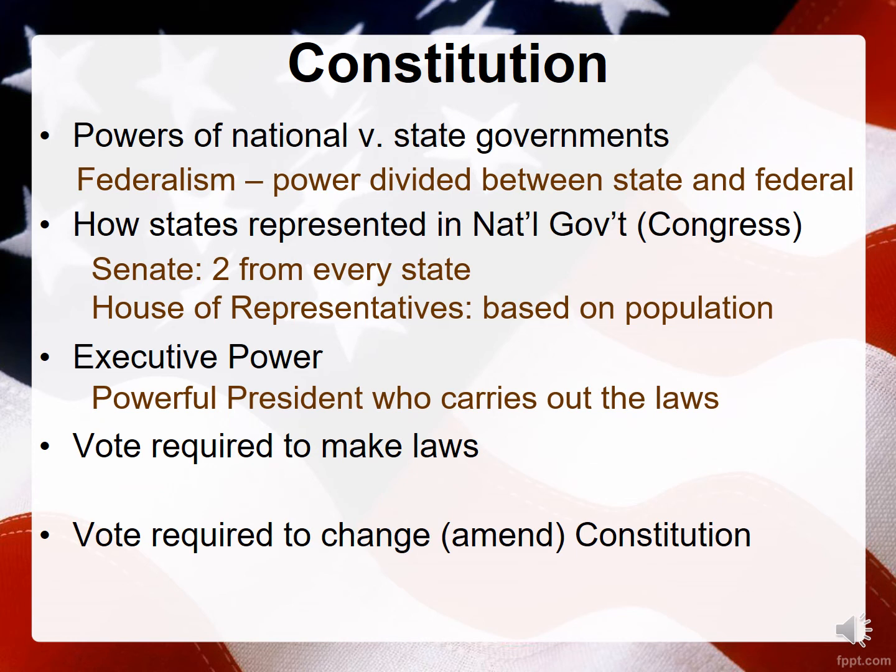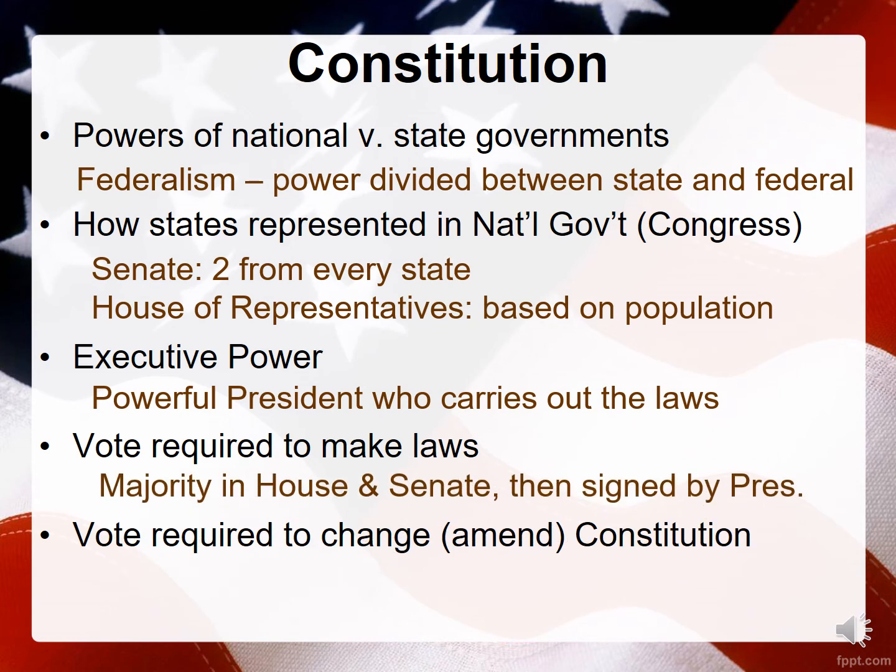Executive power. Under this Constitution, a powerful president would be created in the executive branch, and this president would carry out the laws. Now, the vote required to make laws. This would be a majority in the House and Senate, then signed by the President. If you remember back, it was a 2/3 majority under the Articles of Confederation.